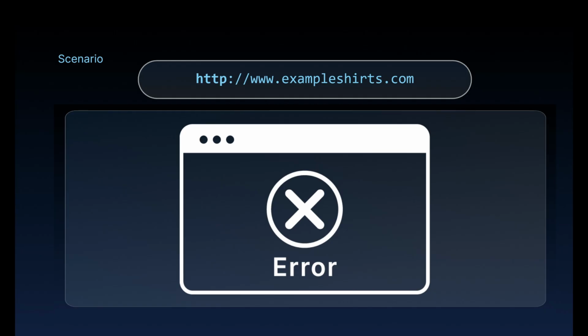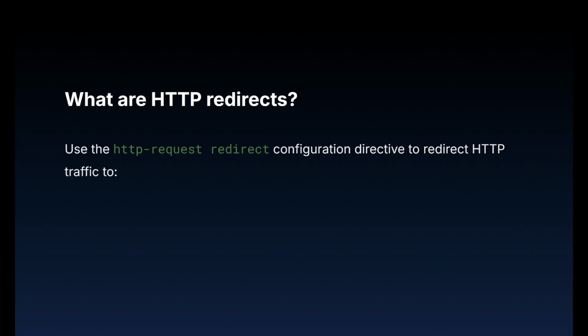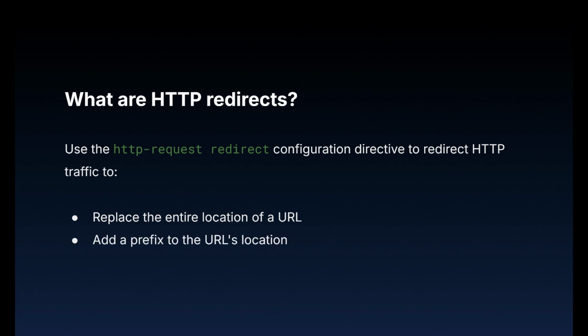Luckily, this can be fixed by properly configuring HAProxy HTTP redirect custom rules. Use the http-request redirect configuration directive to redirect HTTP traffic to replace the entire location of a URL, add a prefix to the URL's location, and change to a different scheme such as HTTPS.